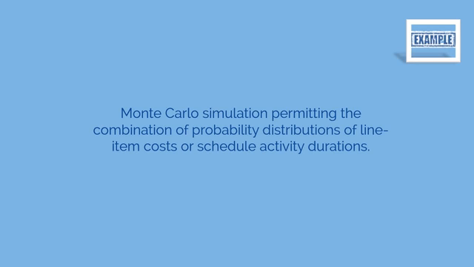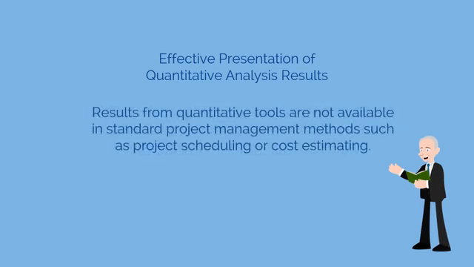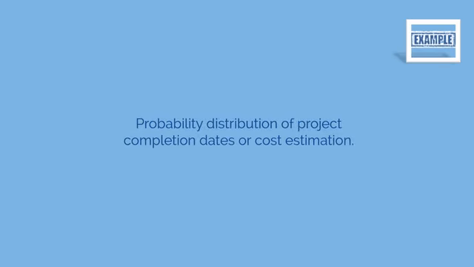The fourth characteristic is the effective presentation of quantitative analysis results. Results from quantitative tools are not available in standard project management methods, such as project scheduling or cost estimating. For example, probability distribution of project completion dates or cost estimation.